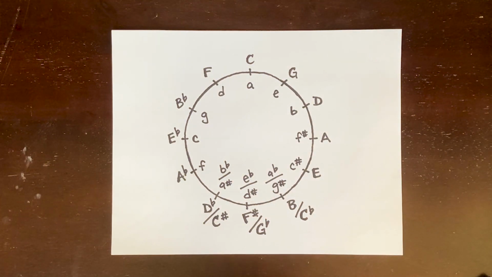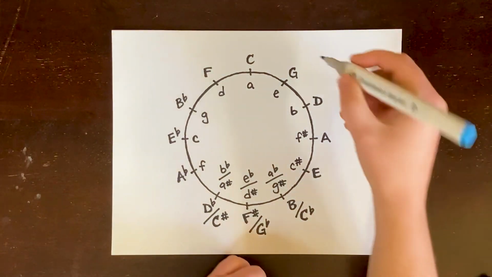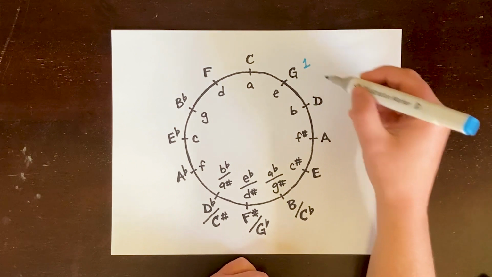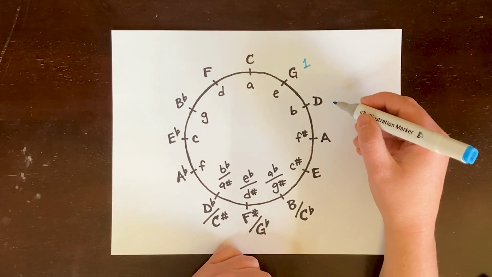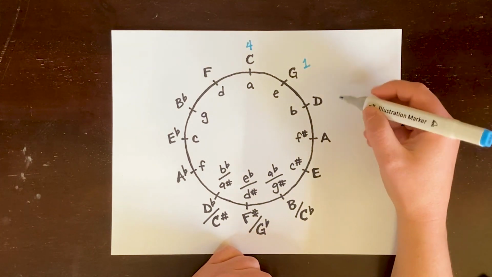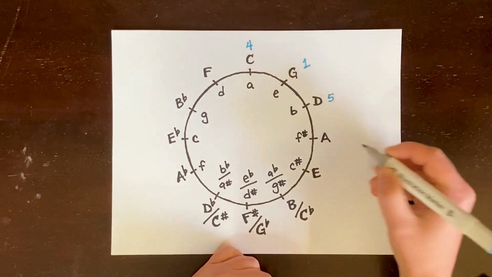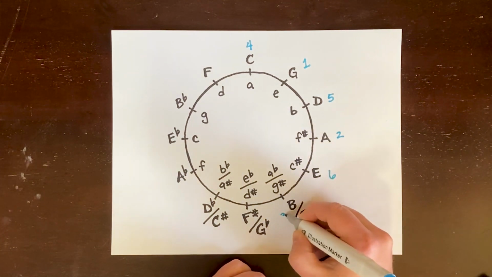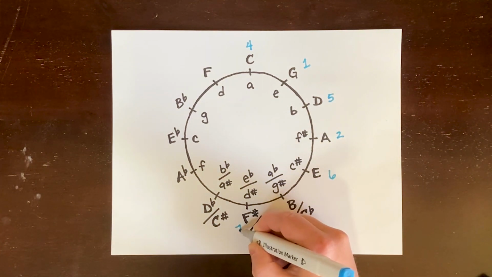We're going to use G major as our example. So G would be the tonic of the scale. So G right here would be my first scale degree. One spot over to the left is my 4th scale degree. To the right, I've got my 5th scale degree, my 2nd scale degree, my 6th scale degree, my 3rd scale degree, and lastly, the 7th scale degree.